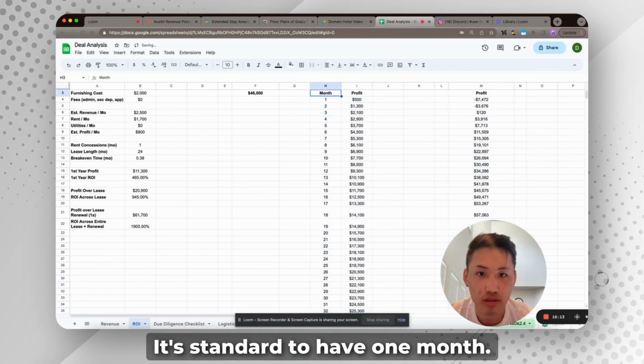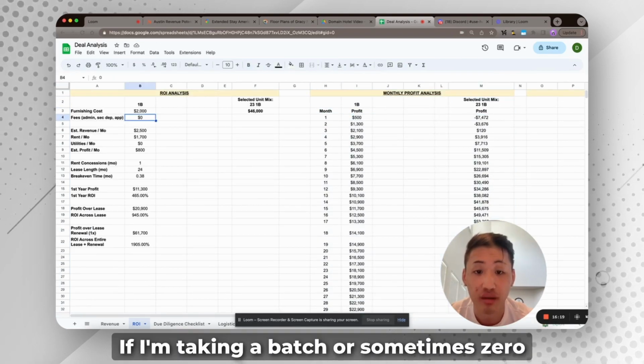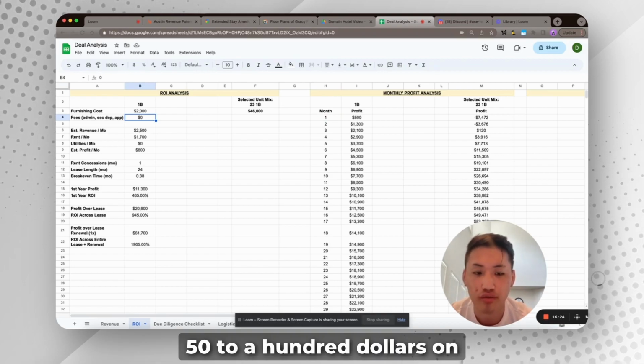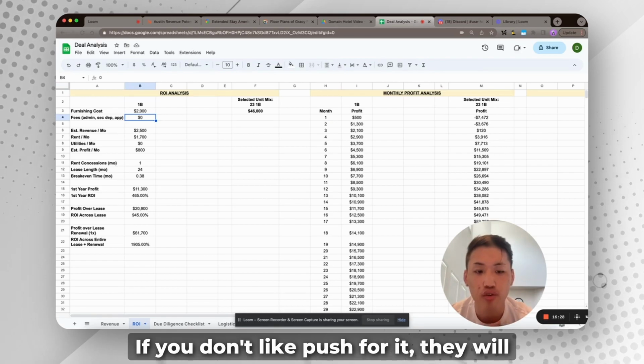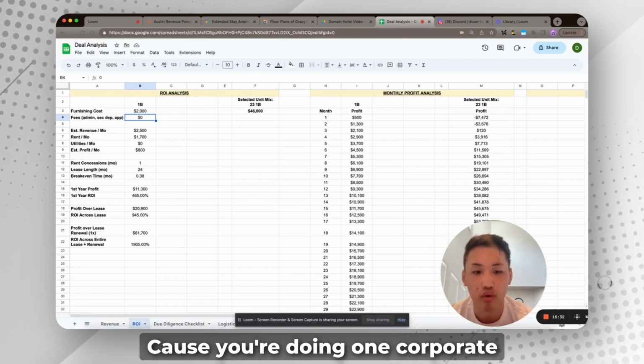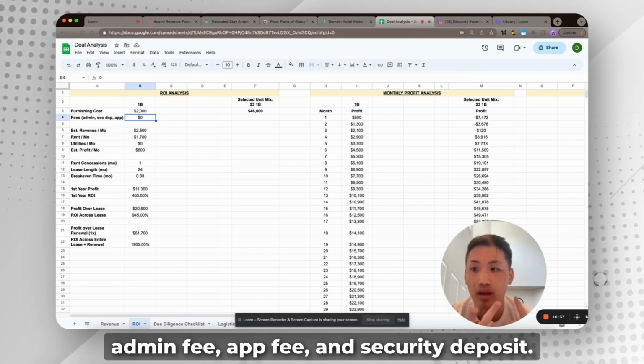For security deposit, it's standard to have 1 month. I usually go for either 500 or 250 per unit if I'm taking a batch, or sometimes zero. For admin fee or app fee, it's generally between $50 to $100, which you can get waived. If you don't push for it, they will try to charge you per unit. Doesn't make sense because you're doing one corporate application for multiple units. You always have to push for and negotiate on these three things: admin fee, app fee, and security deposit.